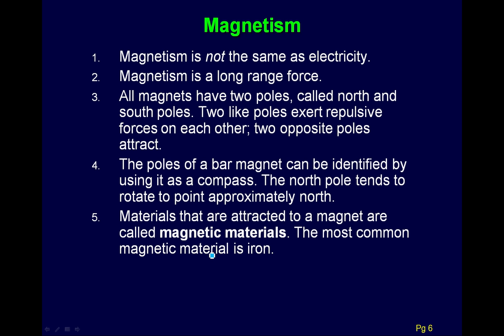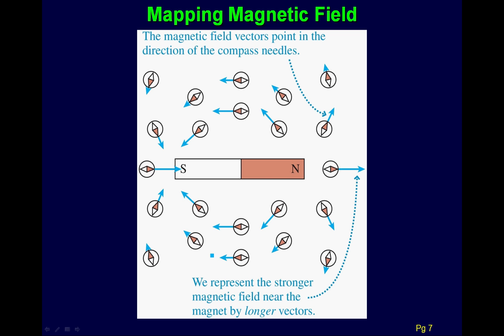Magnetism is not the same thing as electricity. It is a long-range force. The bar magnets can pick up those paper clips. All magnets have 2 poles, and they behave sort of like charge, where like poles repel and opposite poles attract, but they cannot be separated. You can tell which side it is using a compass. And the last part is that we call magnetic materials those materials that are affected by a magnet or a bar magnet or a magnetic field.